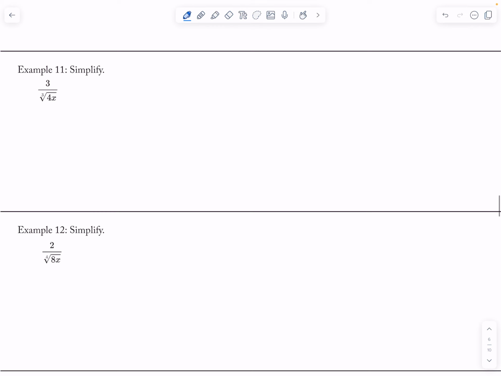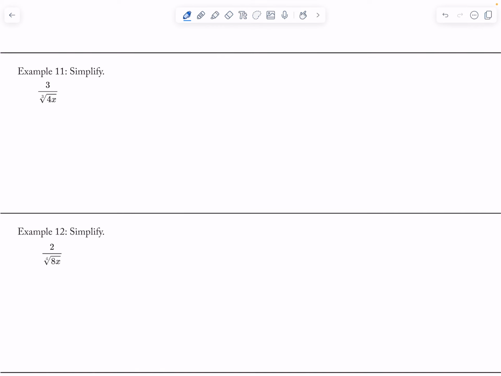Now we're getting a little tricky. All right, so I'm going to rewrite this before I start multiplying stuff. So I have 3 over the cube root of 2 squared and x. So then the question is how many 2s do I need to get the 2 out at the root? And then how many x's do I need to get that cube root out? So what I need is a weirdo combination of 1 two, because that makes 3 of them, and 2 x's. So I'm going to be multiplying the top and bottom by 2x squared.